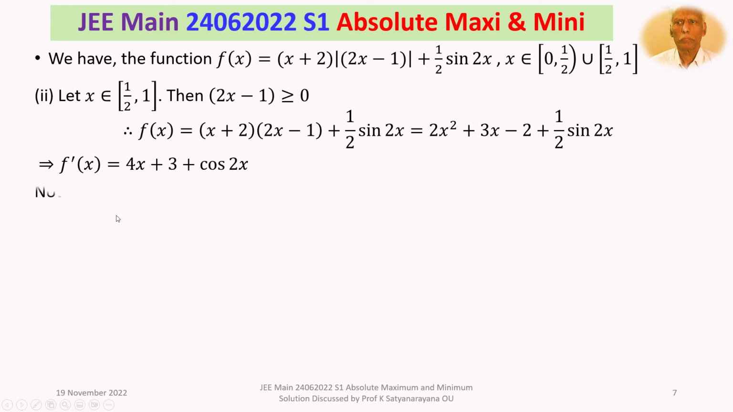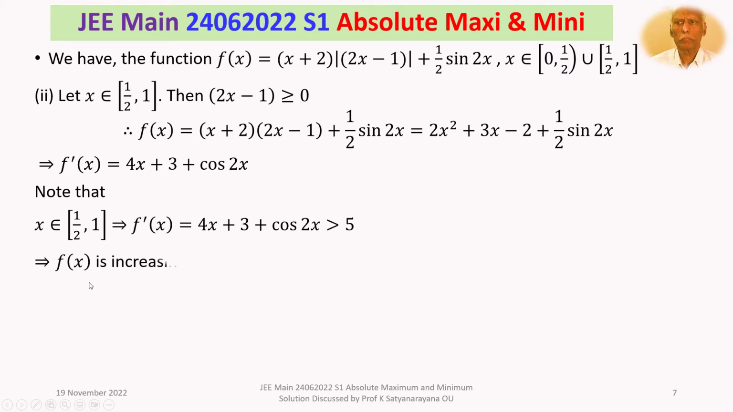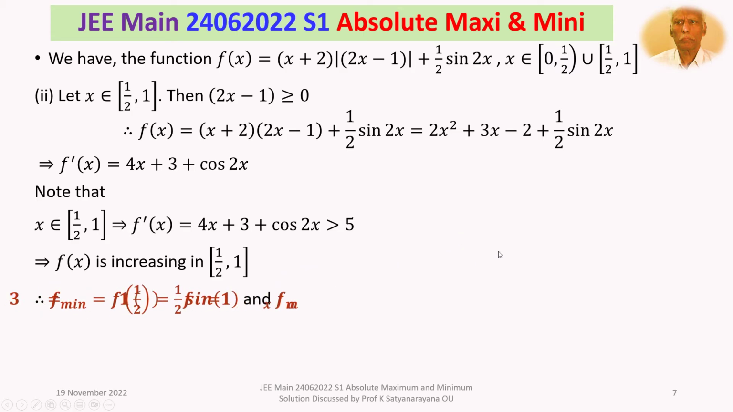Now, note that x belongs to the closed interval 1 by 2 to 1. f prime x, which is 4x plus 3 plus cos 2x, is greater than 5. So, f(x) is increasing in 1 by 2 to 1. Why? Because f prime x is greater than 5. f(x) is increasing in this interval. So, if it is increasing, the minimum is attained at 1 by 2 and the maximum is attained at 1.